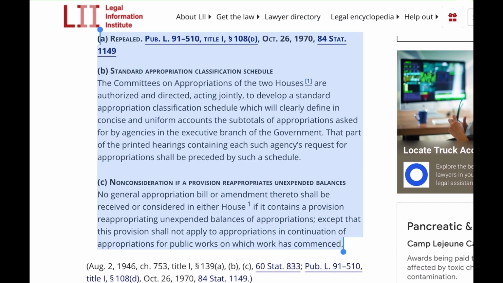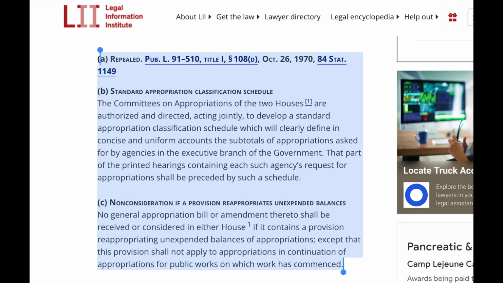2 U.S. Code Paragraph 190f, General Appropriation Bills. A. Repealed. Pub. L. 91-510, Title I, Paragraph 108d, October 26, 1970, 84 Stat. 1149. B. Standard Appropriation Classification Schedule. The Committees on Appropriations of the two Houses are authorized and directed, acting jointly, to develop a Standard Appropriation Classification Schedule which will clearly define in concise and uniform accounts the subtotals of appropriations asked for by agencies in the executive branch of the government. That part of the printed hearings containing each such agency's request for appropriations shall be preceded by such a schedule.